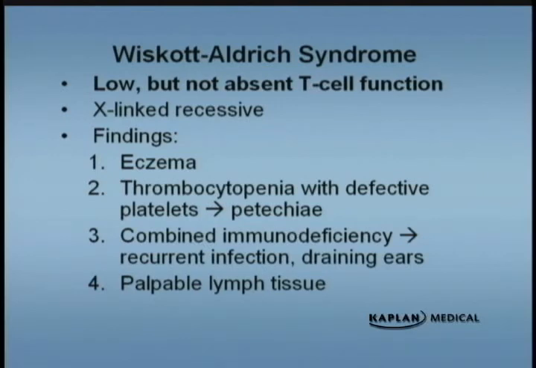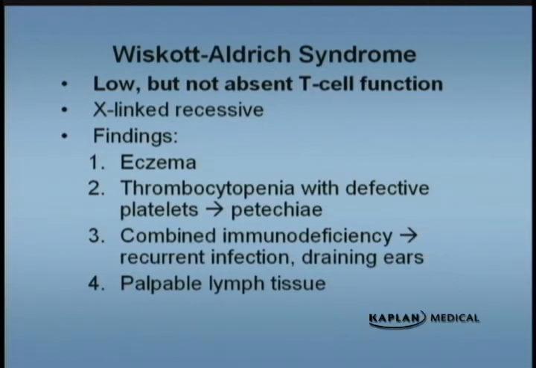It's a combined immunodeficiency, so they will have recurrent infections. Look for draining ears. They will mention that in the text of the question. That's kind of a giveaway for these children. These children, as opposed to Bruton's, will have palpable lymph tissue. So you might get a question about a child who has persistent bleeding 1 or 2 days after having a lymph node removed. Well, right there, they're telling you, why was the lymph node removed? If they have lymph nodes, forget about Bruton's and start thinking about something else.